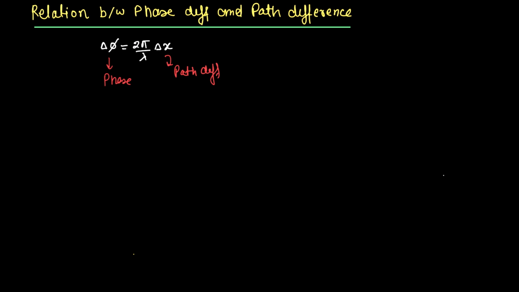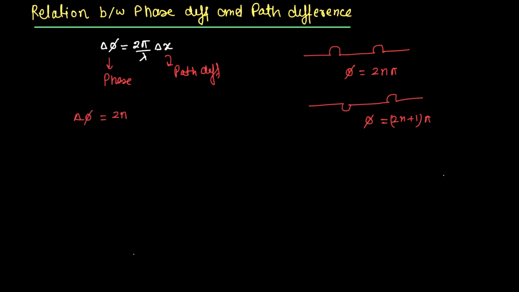Now we know for maxima, if two waves interfere, their phase difference should be equal to 2n pi, and for minima their phase difference should be equal to (2n plus 1) pi. Similarly, if I put this in the formula, delta phi is equal to 2 pi by lambda into delta x. I can write delta phi as 2n pi, so 2n pi is equal to 2 pi by lambda into delta x. Now pi and pi get cancelled, finally delta x will be n into lambda.